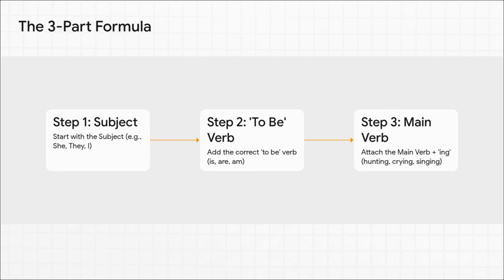You start with your subject, she, they, or I. Then you add the right form of the verb to be, so is, are, or am. And finally, you just attach your main verb with that ing ending. So you get, she is hunting, they are crying, I am singing, simple as that.